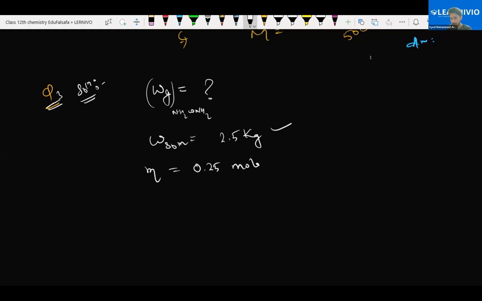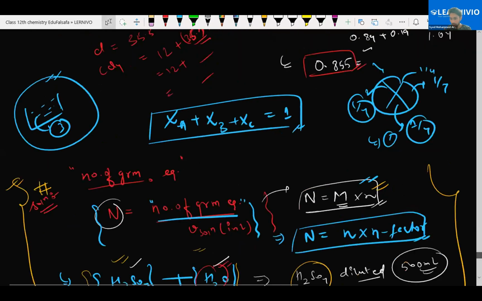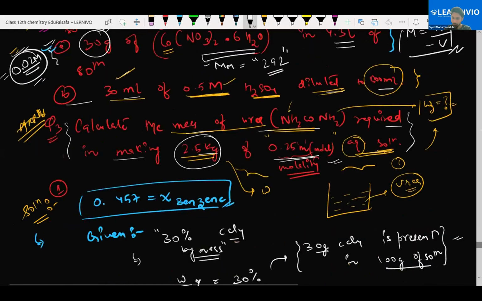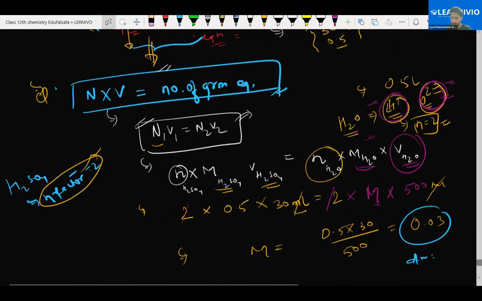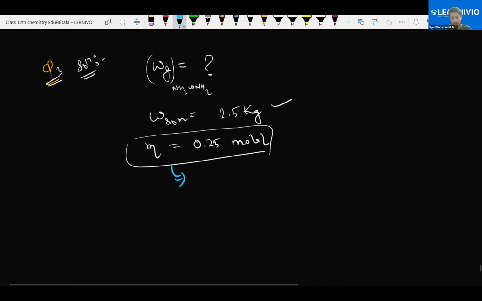You also need to understand that the molality is given to me, not the molarity. Okay, done. Now the next step: if the molality is given to me, I just need to write the formula of molality. Hadia, tell me what is the formula of molality?